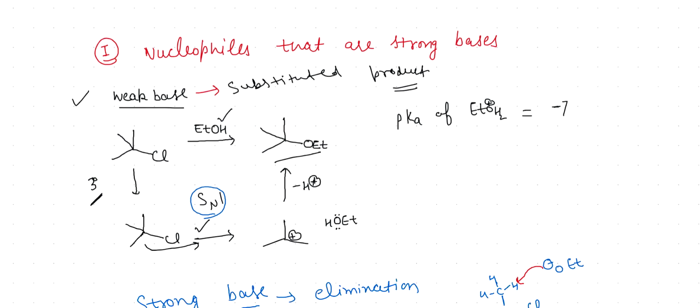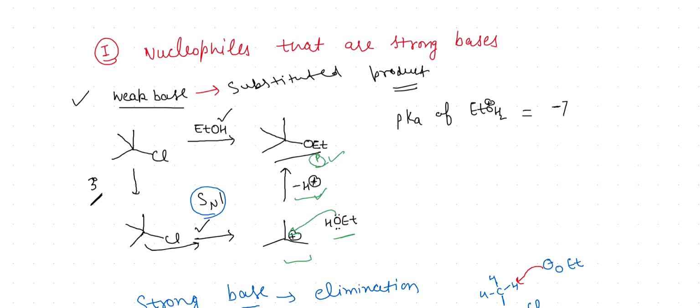Here, carbocation is the intermediate. Now, in the second step, what will happen? This oxygen from ethanol will attack this carbon, and the ethanol will be deprotonated, and this leads to the formation of the final product.